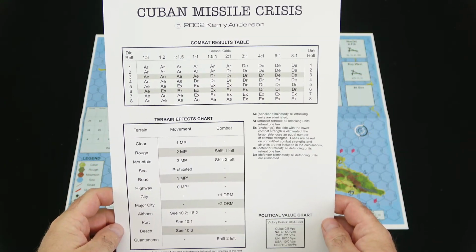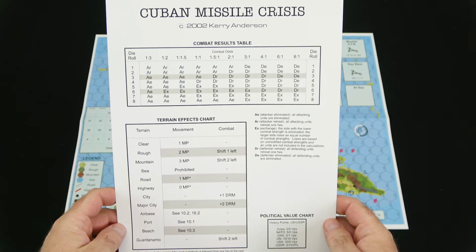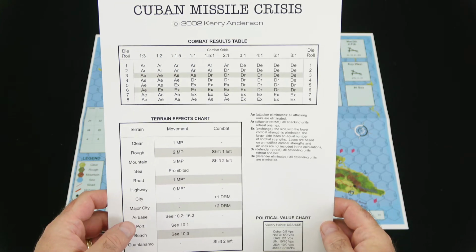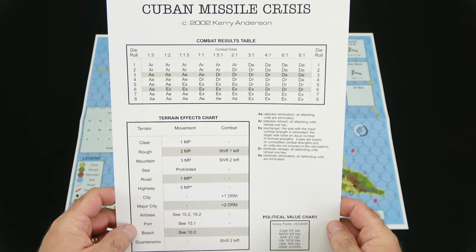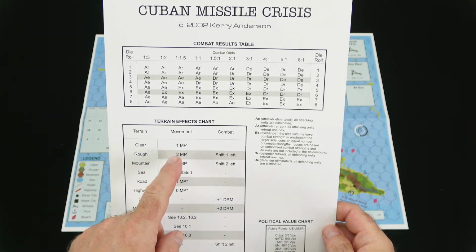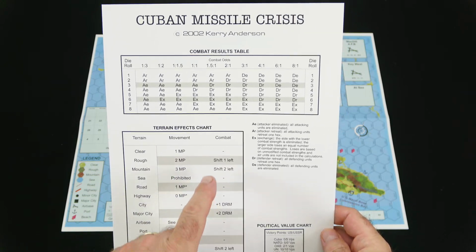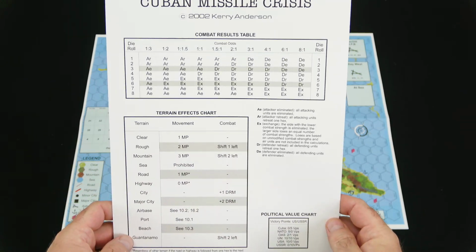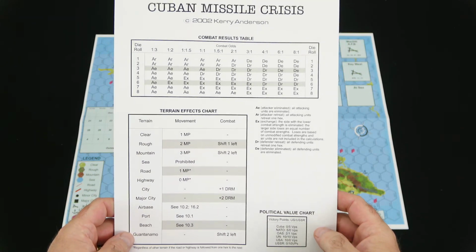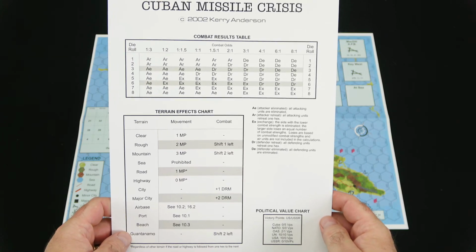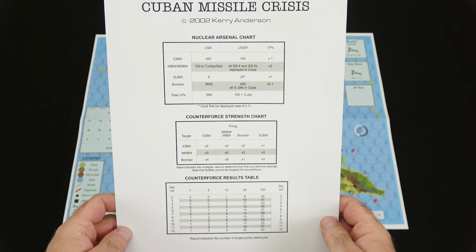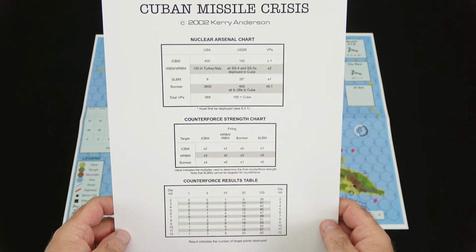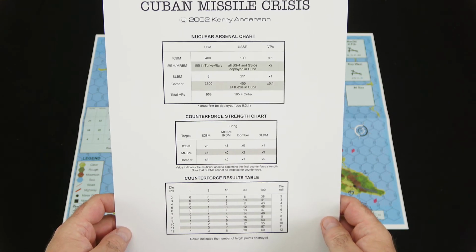The first one is the combat results table, which will give you an explanation of all the results of combat. The terrain effects chart is down at the bottom. And as I said before, we have the key for the terrain effects chart on the map itself. Here's going to give you the information for movement and combat, how each of those pieces of terrain affects those. Then you have the political value chart at the bottom right. On the back side, we have the nuclear arsenal chart, the counterforce strength chart, and the counterforce results table.